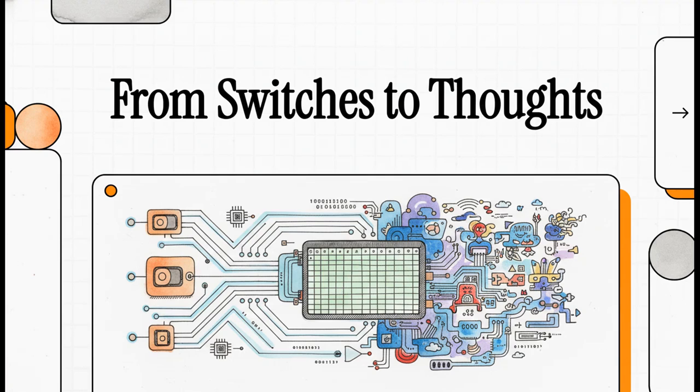Have you ever really stopped to think about it? How can a machine that only gets on and off do, well, everything? From spreadsheets to crazy complex video games. It seems impossible, right? Well, that's exactly the mystery we're going to unravel today.